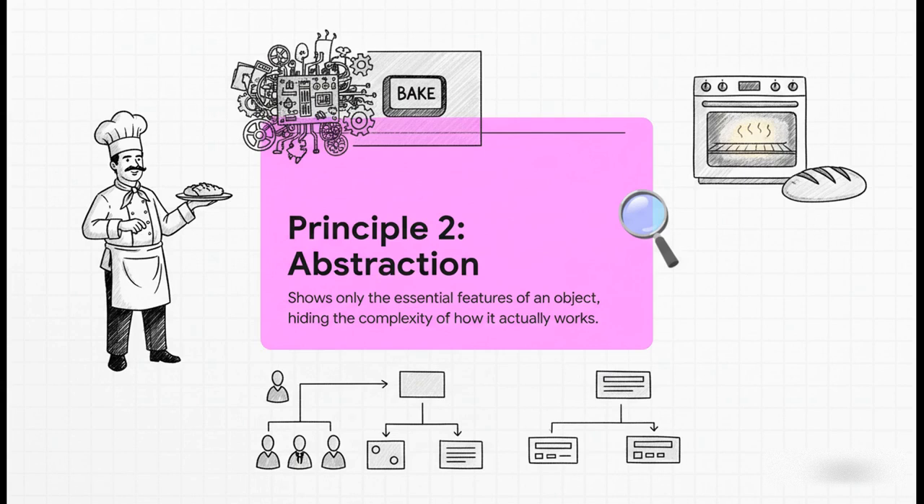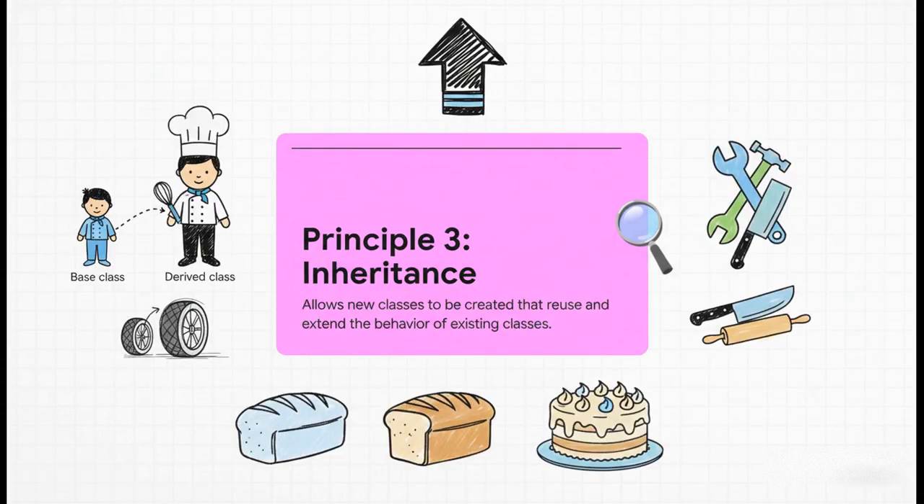Next up, we have abstraction. This one is all about hiding the messy details. You only need to see the simple, essential controls for a specialist, not all the complicated stuff they're doing behind the scenes. I mean, when you press the bake button on your oven, you don't need to understand the thermodynamics of the heating coils. You just trust that it's going to get hot. That's abstraction.